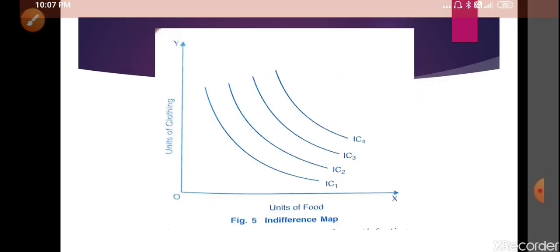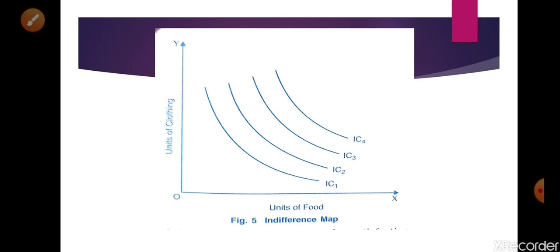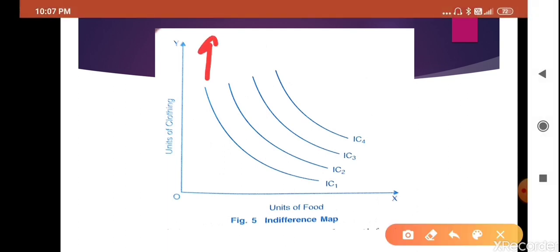So the next topic we can have is the indifference map. For understanding the indifference map, it is very clear to you that it is a group of indifference curves, each one of which represents a given level of satisfaction. So if we are watching IC1, then IC2, IC3, IC4, you can say that all four indifference curves are showing different satisfaction levels.